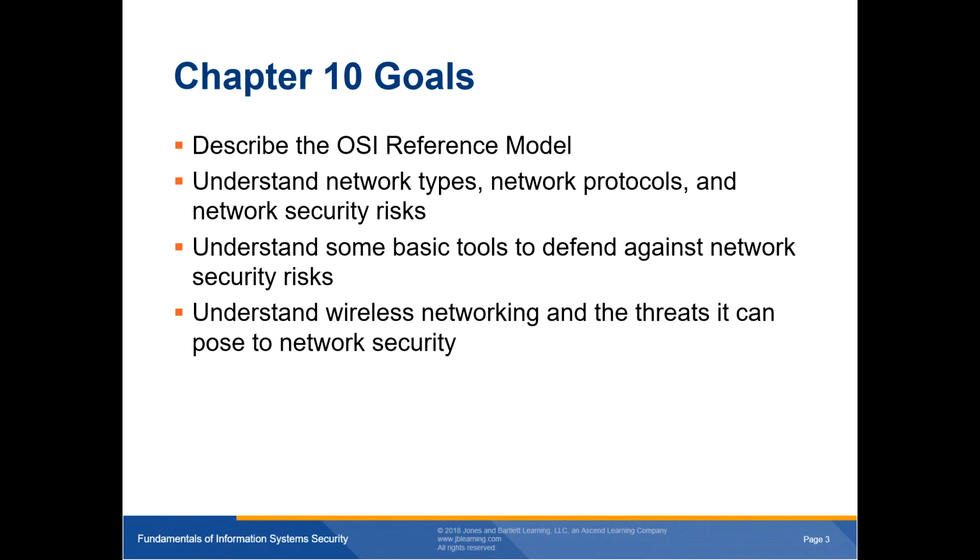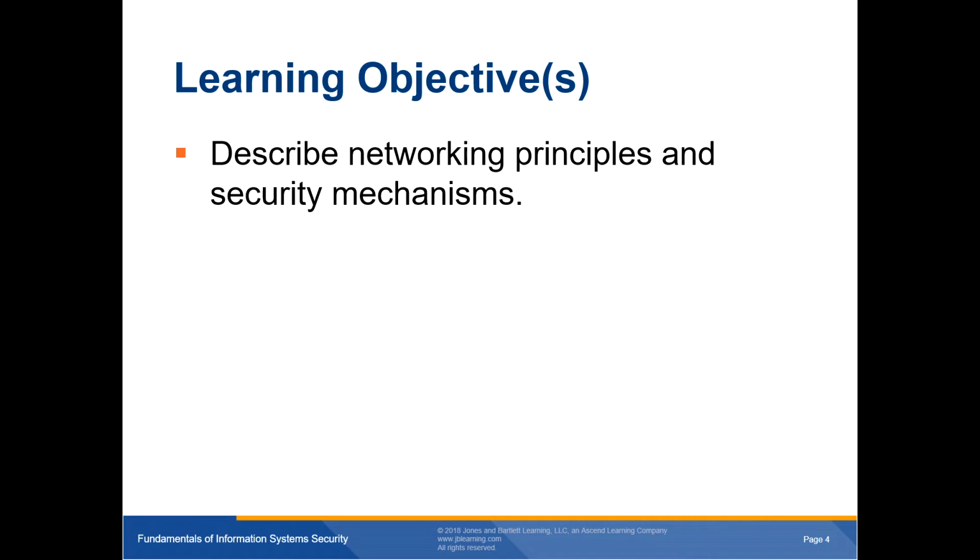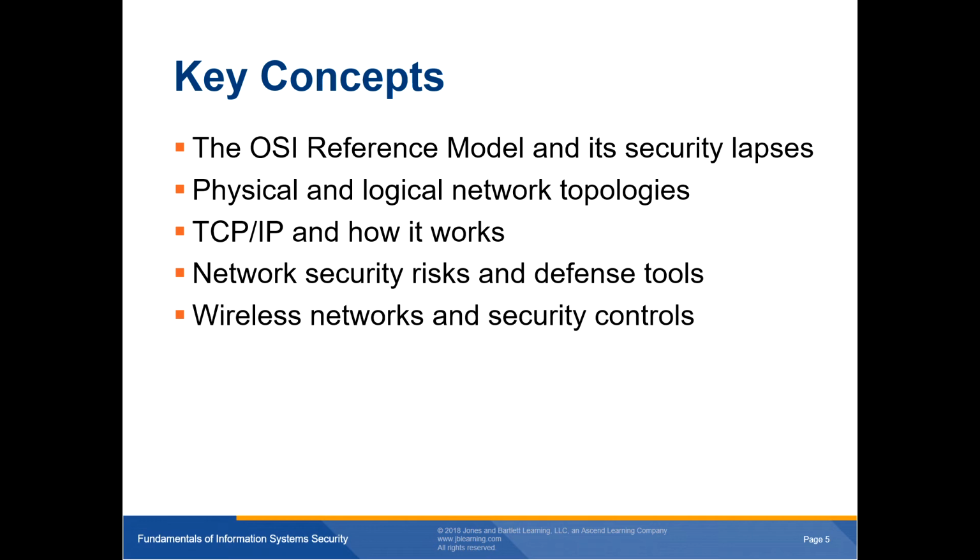The Chapter 10 goals were to describe the OSI reference model, understand network types, network protocols, and network security risks, understand some basic tools to defend against network security risks, understand wireless networking and the threats it can pose to network security. Our learning objective is to describe networking principles and security mechanisms for networks. And the key concepts are the OSI reference model and its security lapses, physical and logical network topologies, TCP/IP and how it works, network security risks and defense tools, and wireless networks and security controls.